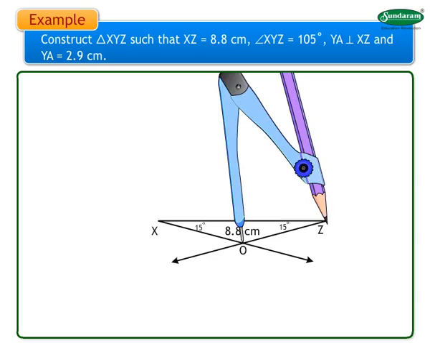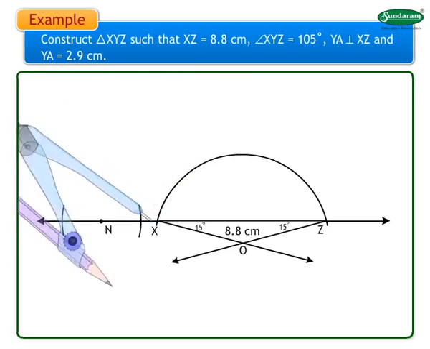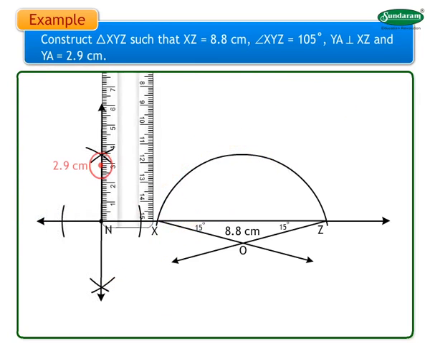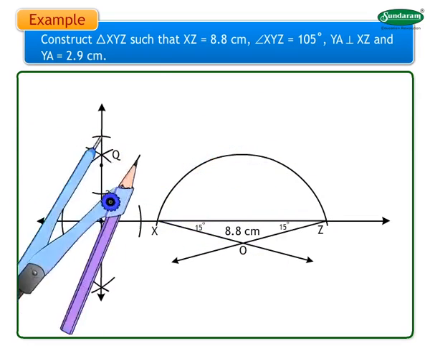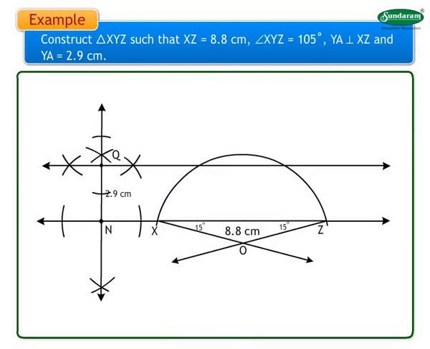Taking O as the center and OX or OZ as radius, draw an arc on the opposite side of the center. Extend the segment ZX and take any point N on it. Draw a perpendicular line through point N. Take a point Q on the perpendicular such that NQ is equal to 2.9 centimeters. Then draw a line L parallel to segment XZ through point Q. Line L intersects the given arc in 2 points Y and Y dash.